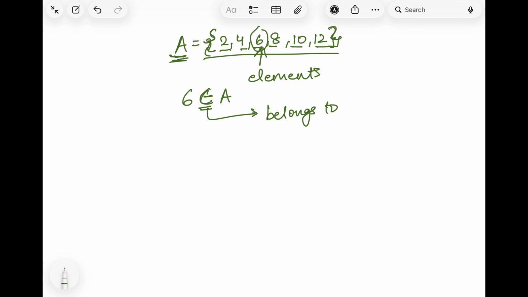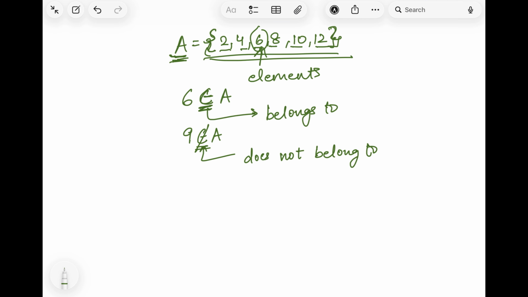Similarly, if you see there is no 9. So does 9 belong to A? Is this a correct statement? No, because 9 is not present in this set. So we write 9 does not belong to set A. So this symbol is for does not belong to. So this symbol is used for belongs to and this for does not belong to.